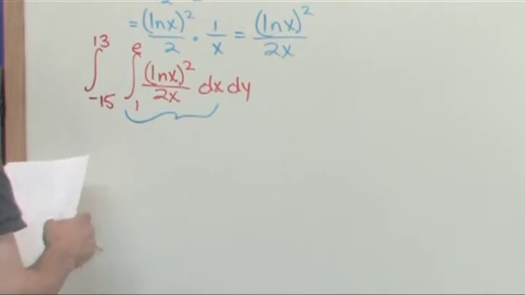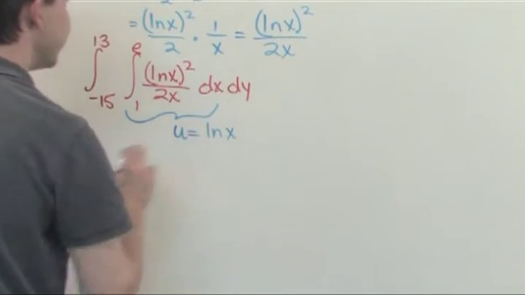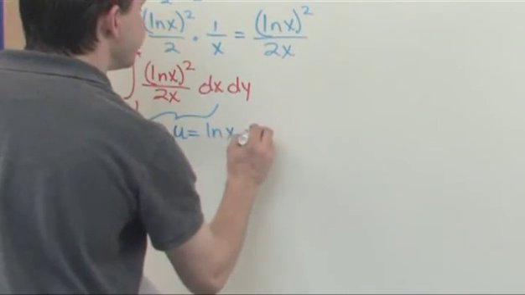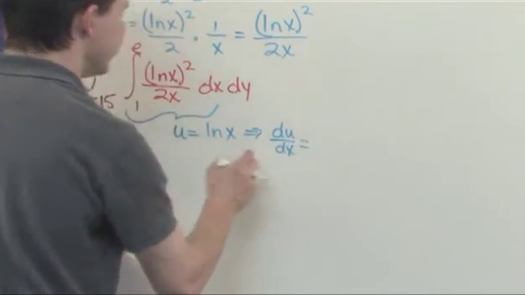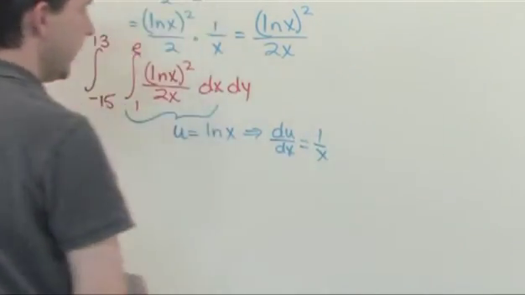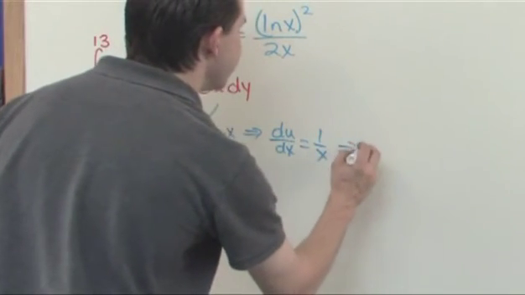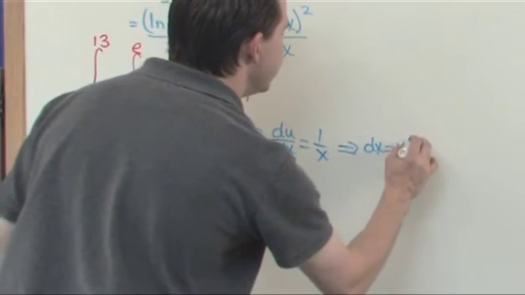So what if you do u is equal to natural log of x? That would mean that du/dx is equal to, what's the derivative of a natural log? It's 1 over x, okay? And so that would mean that solving for dx, dx is equal to x times du.